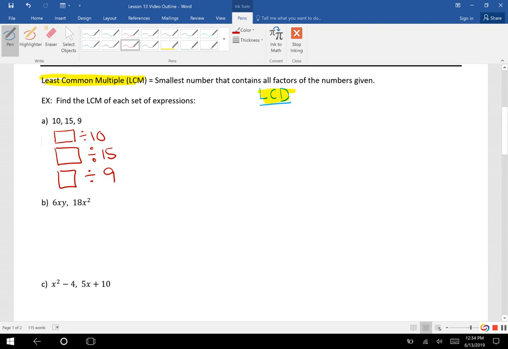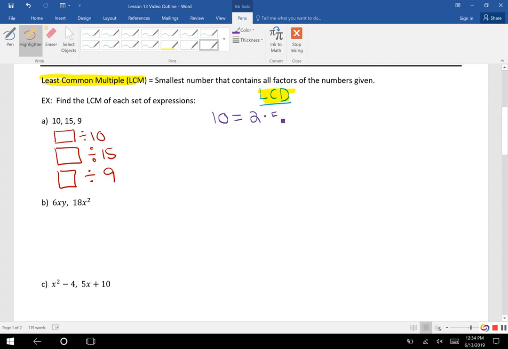And some people can do this in their heads, and that's great. Really just takes knowing the times table really well. But I'm going to show you how you can find a least common denominator by writing out factors. And this is going to be really helpful when we get to problems with variables, with x's and y's in them. So one method you can use to find a least common multiple or least common denominator is you find all the factors of each number.